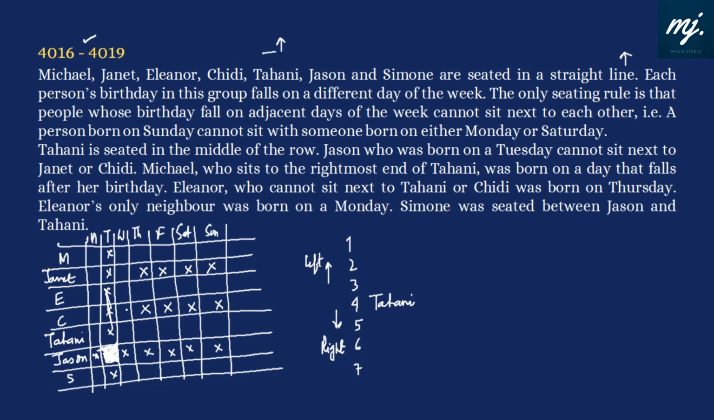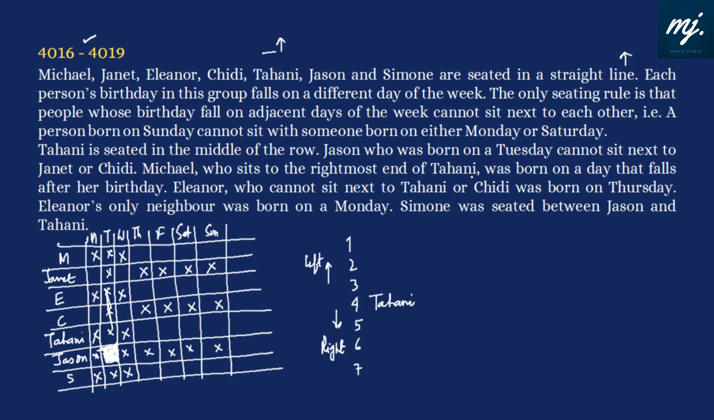Now if Janet and Chidi's birthdays are on Monday and Wednesday, that means other people cannot have their birthdays on Monday or Wednesday. Neither Michael, nor Eleanor, nor Tahani, nor Simon. Because Monday and Wednesday are blocked for Janet and Chidi. Simple.